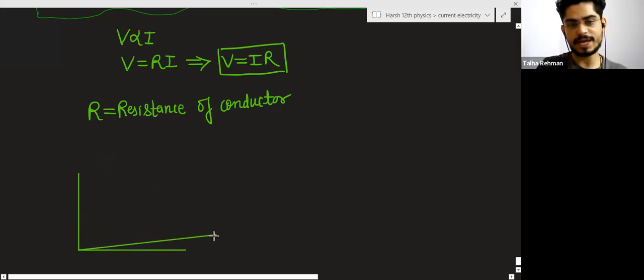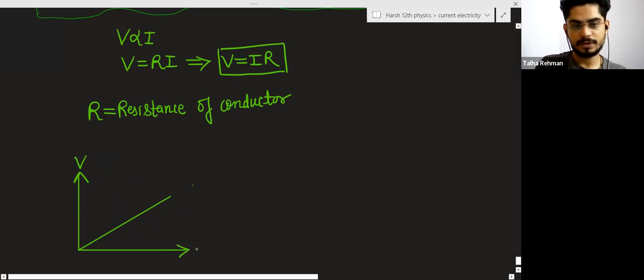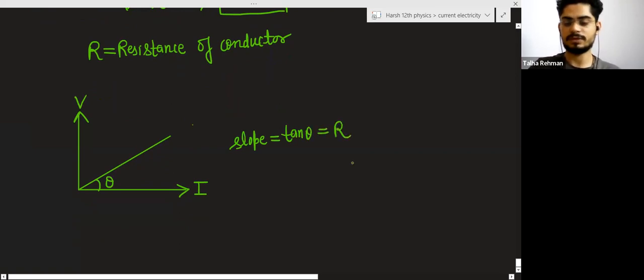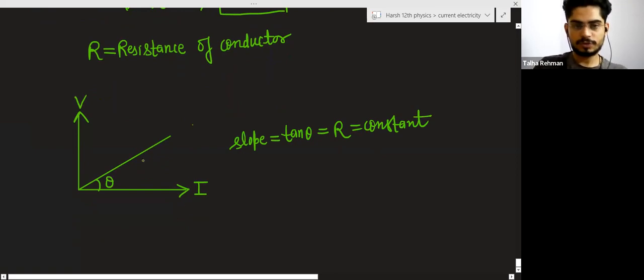But this graph can be like this also. This graph can be like this here also. If on the vertical axis there is voltage or potential difference, and on the horizontal axis current, this is the graph. If this is making an angle theta, then the slope of this graph is tan theta, and this slope is equal to the resistance of the conductor, and that is constant. So this is a straight line graph.